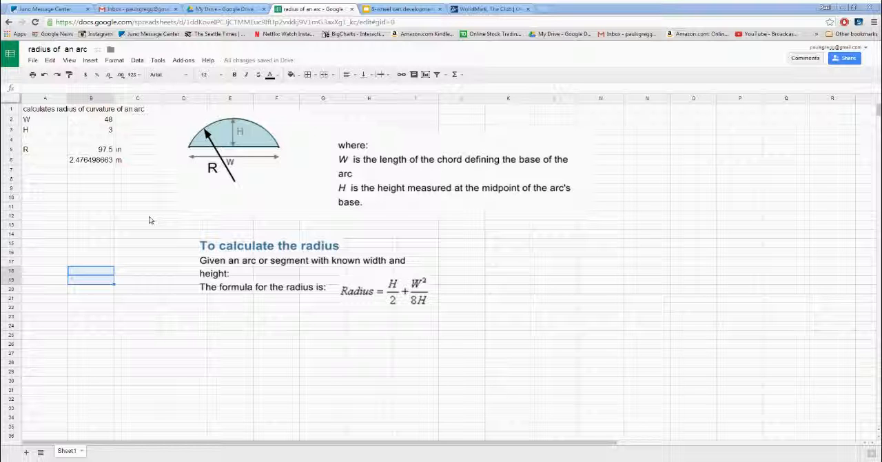You use this little formula and you can find out the radius. Just keep your units. If you're working in inches, keep them that way. If you're working in meters, keep them that way. So over here, what we've got is an input cell. The width, I picked 48 inches. The height, I picked 3 inches.